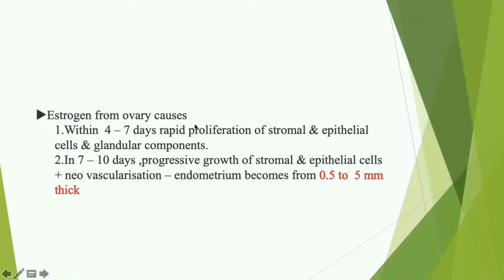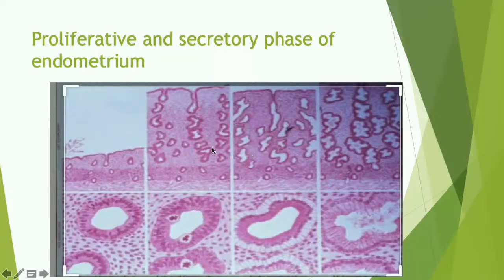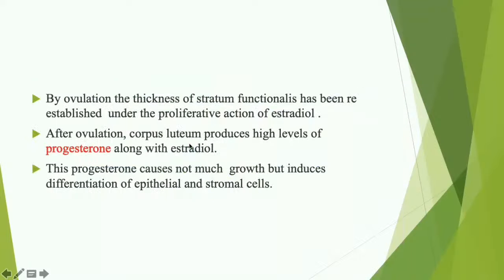First 4 to 7 days there is rapid proliferation, then 7 to 10 days there is a growth of stromal as well as epithelial tissue and new vessels being formed. So finally at the mid-cycle, just before ovulation, from 0.5 millimeters, which was the thickness at the beginning of the cycle, it has become 5 millimeters thick, right? So this picture shows the early proliferative phase, right? And this is the late proliferative phase just before ovulation. Again the same histological picture. This is immediately after menstruation and this is the proliferative phase just before ovulation, right?